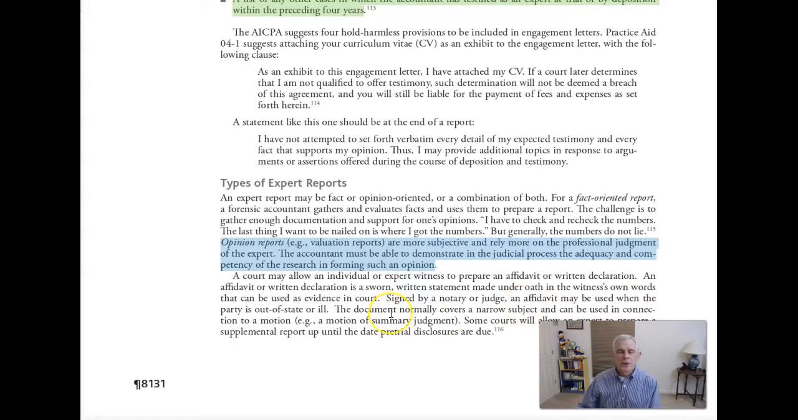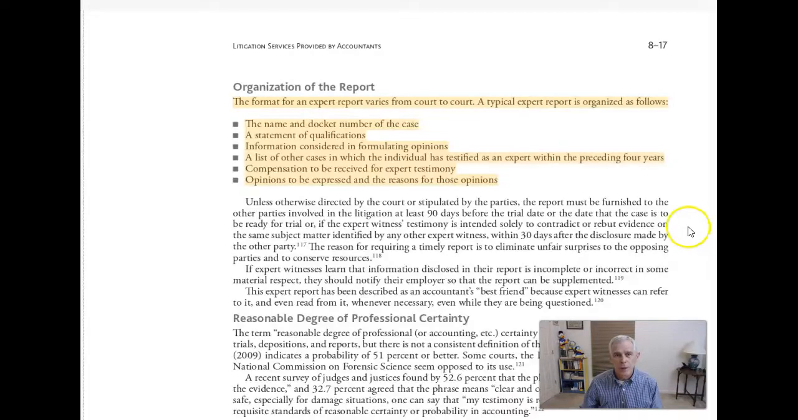And then opinion reports, that's usually what you're going to be doing. You're saying, in my opinion, the amount of the damages is such and such, right? And you'll have a lot of information in the report to back that up. That's your opinion. Here's the organization. It starts off with the name and docket number of the case, your qualifications, information. These are documents you considered in forming the opinions, a list of other cases in which you testified, compensation, and more opinions.